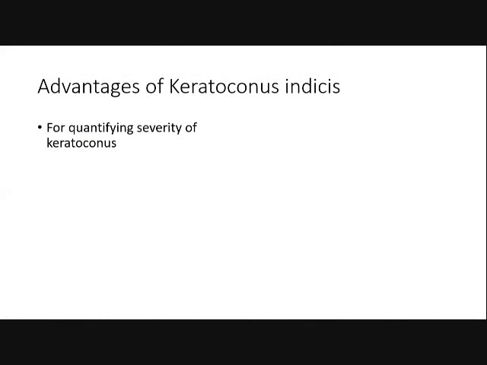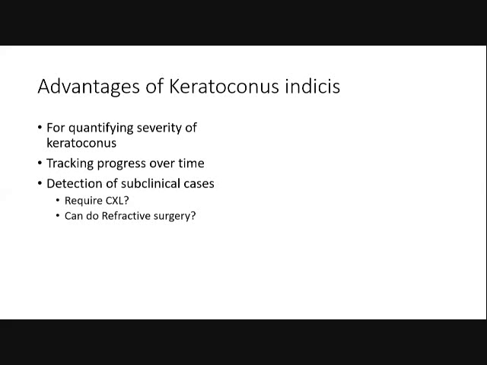So what are the advantages of keratoconus indices? Quantifying the severity of keratoconus, tracking progress over time, and detection of subclinical cases. Now, the basic question when the topography map comes to us in most of the cases: does this patient require CXL? Can we do refractive surgery? So we have these two questions, and that's why we want to have the corneal mapping. And we want to compare the effects of different treatments. For example, after doing intacs, we want to see what change has occurred.